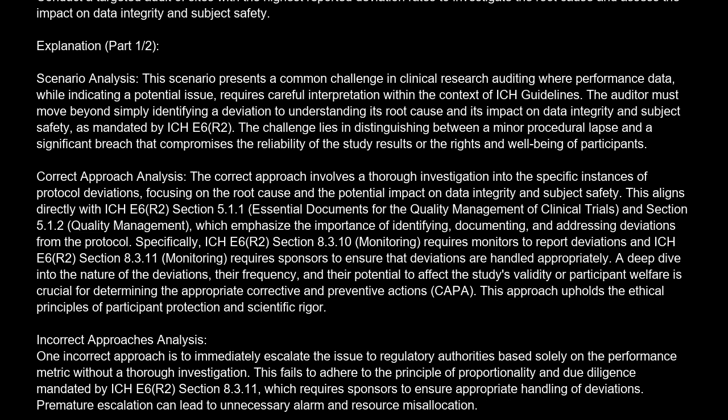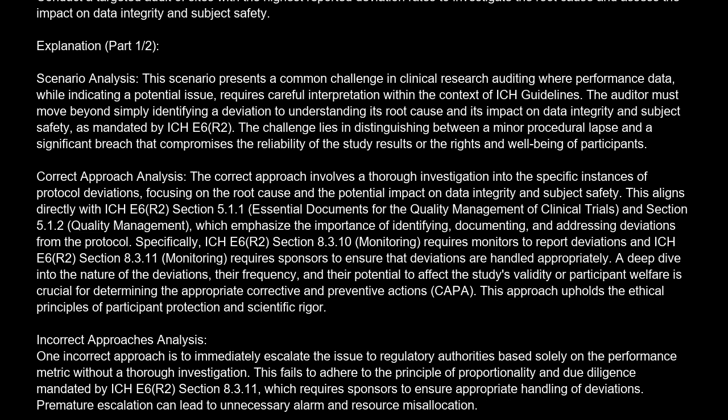The challenge lies in distinguishing between a minor procedural lapse and a significant breach that compromises the reliability of the study results or the rights and well-being of participants. Correct approach analysis. The correct approach involves a thorough investigation into the specific instances of protocol deviations, focusing on the root cause and the potential impact on data integrity and subject safety. This aligns directly with ICH E6 R2 Section 5.1, Essential documents for the quality management of clinical trials, and Section 5.2, Quality management, which emphasize the importance of identifying, documenting, and addressing deviations from the protocol.